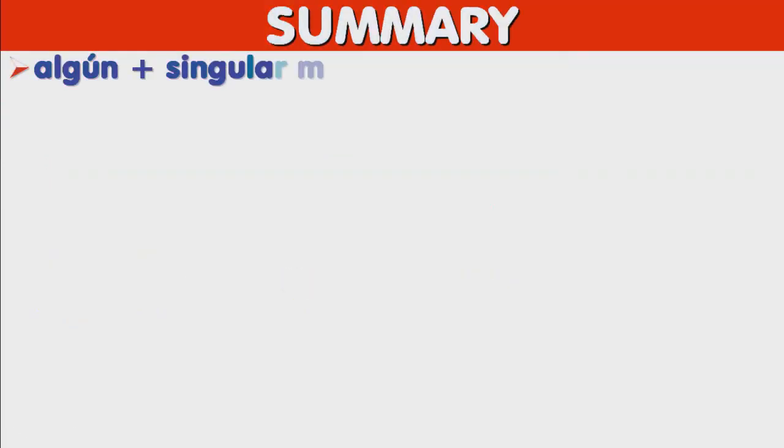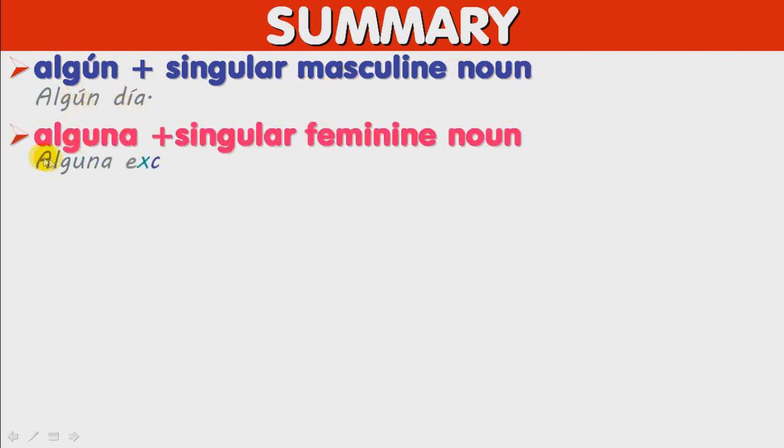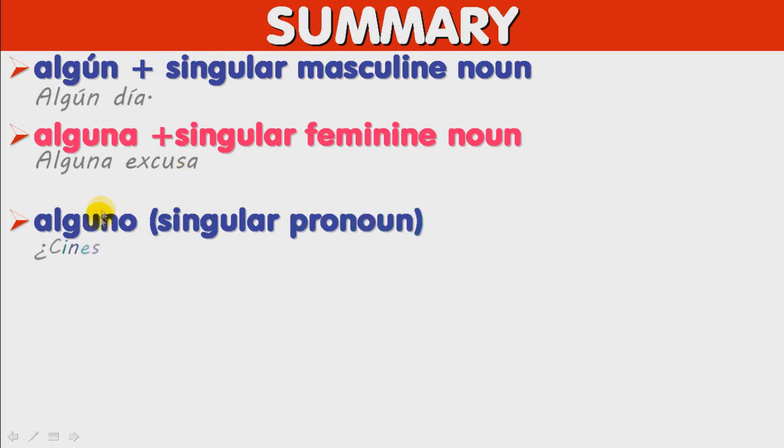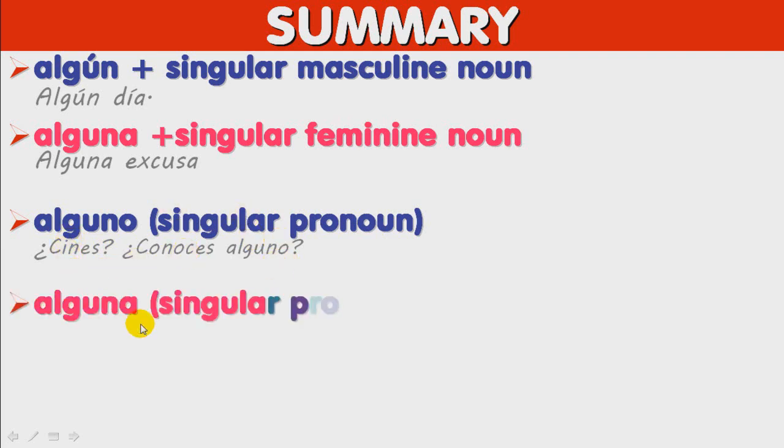So to sum up, algún plus singular masculine noun, for example, algún día, someday. Alguna plus a singular feminine noun, alguna excusa, some excuse. Alguno is a singular masculine pronoun. ¿Conoces alguno? Do you know any? Alguna, when it's a singular feminine pronoun. Escuelas. ¿Conoces alguna? Schools. Do you know any?